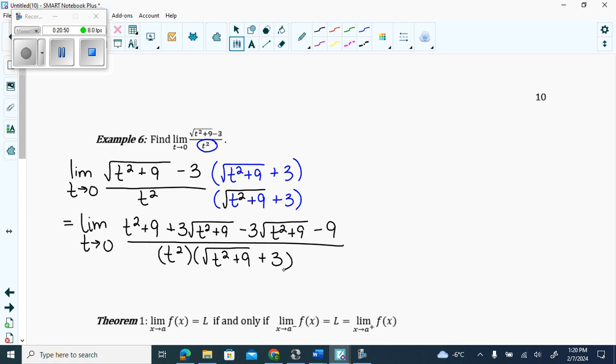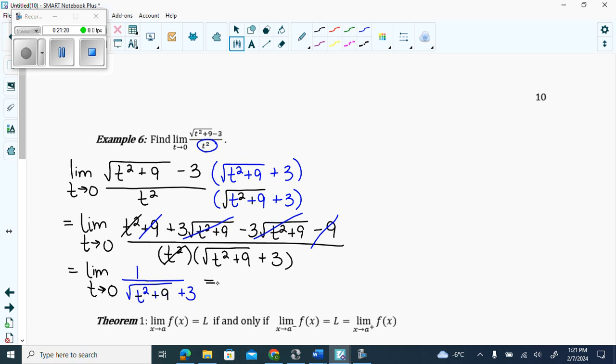Now, if you did the conjugate correctly, your middle terms with radicals should cancel off. That is the point. And then in the top, I'm going to keep my limit as t approaches 0 because I can't plug in yet until I get that t squared to cancel off. The 9 and the negative 9 cancel off, and I'm left with t squared over t squared, which also cancels. So what am I left with in the numerator? 1. 1 over square root t squared plus 9 plus 3.